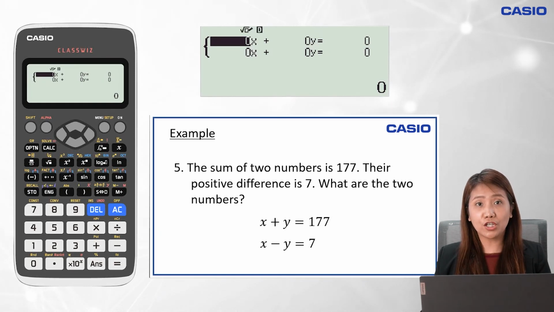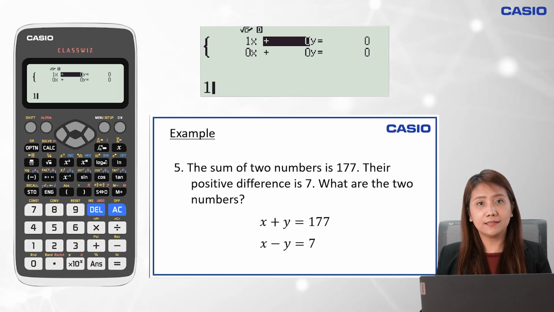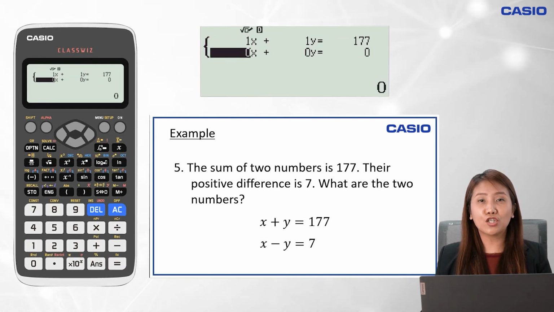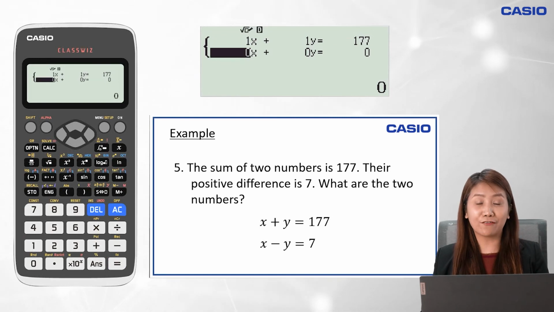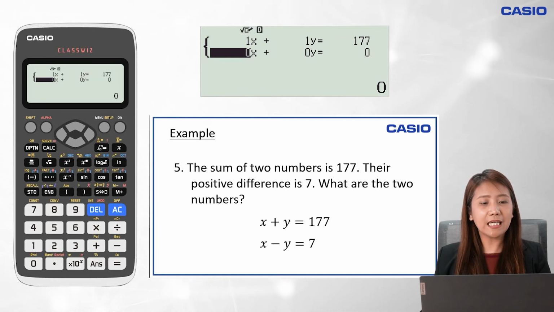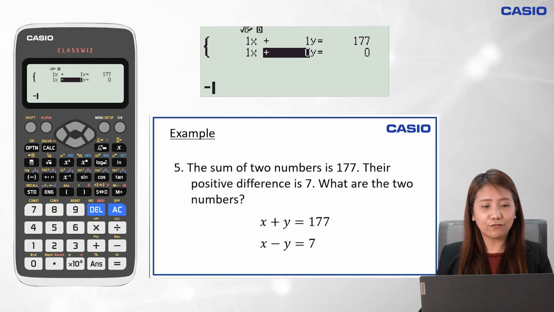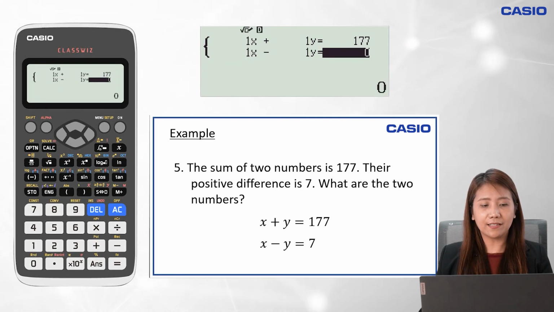For the first equation, let's input 1, 1, and 177. Make sure to press equal sign after every input. Let's key in the second equation. We input 1, -1, and 7.